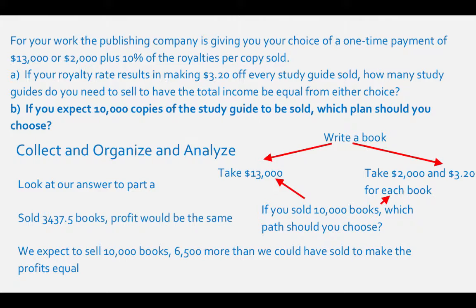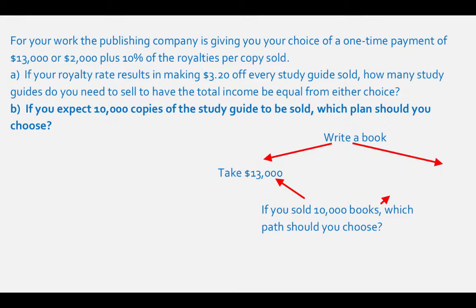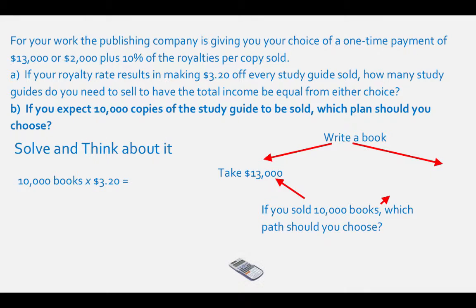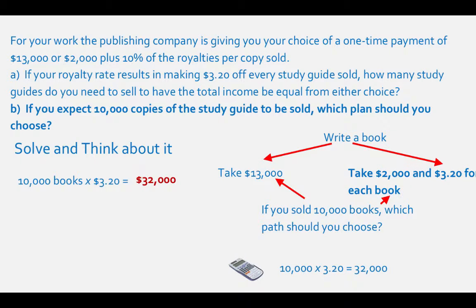For the solve step, we'll multiply the 10,000 books times the $3.20 we would make per book. 10,000 times 3.20 equals 32,000. This means we would make $32,000 in royalties alone. This shows it would be more profitable to take the $2,000 and the $3.20 per book.